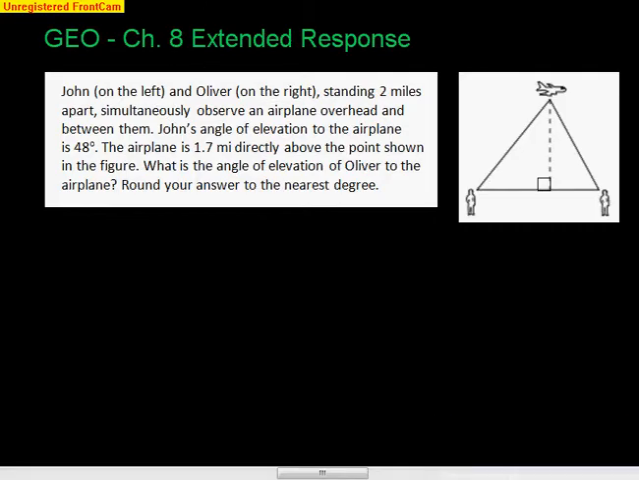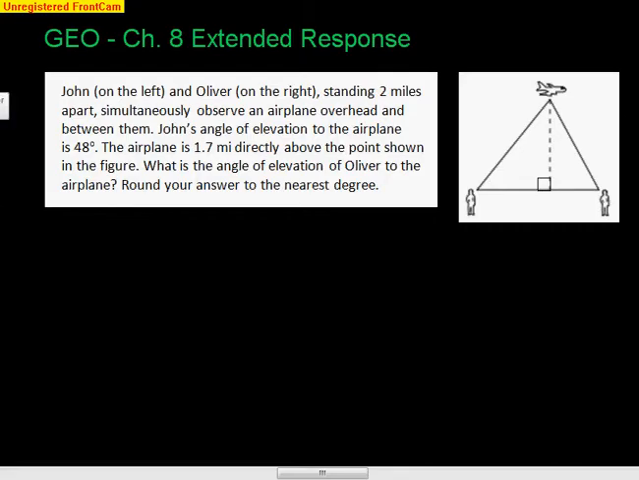It says that John on the left and Oliver on the right, standing 2 miles apart, simultaneously observe an airplane overhead and between them. John's angle of elevation to the airplane is 48 degrees. The airplane is 1.7 miles directly above the point shown in the figure. What is the angle of elevation of Oliver to the airplane? Round your answer to the nearest degree.